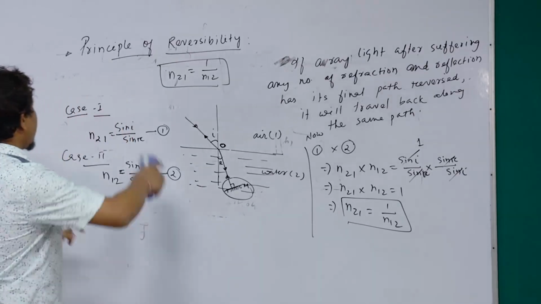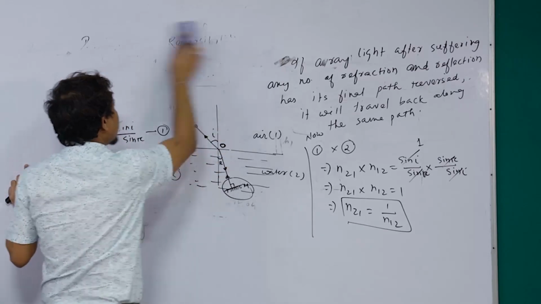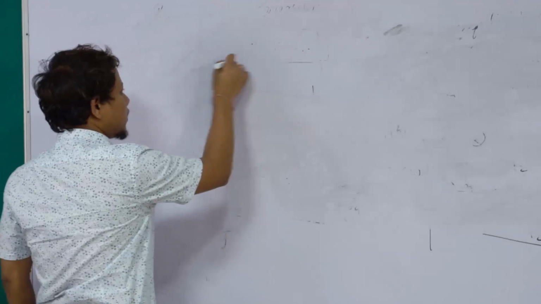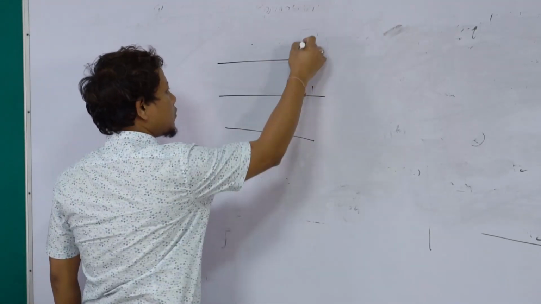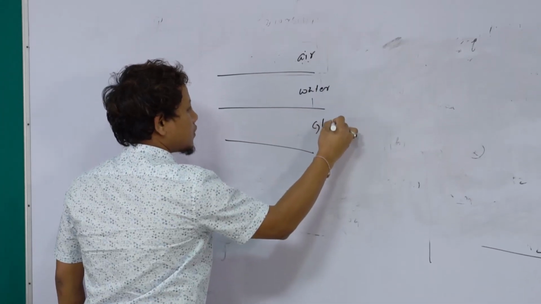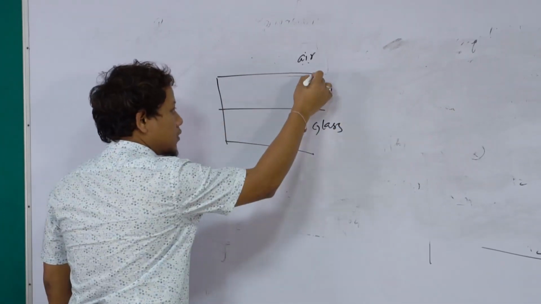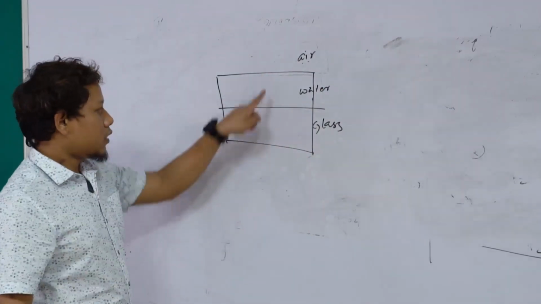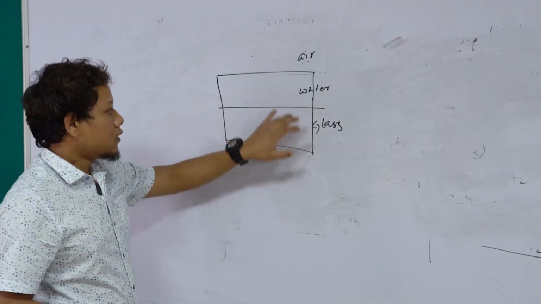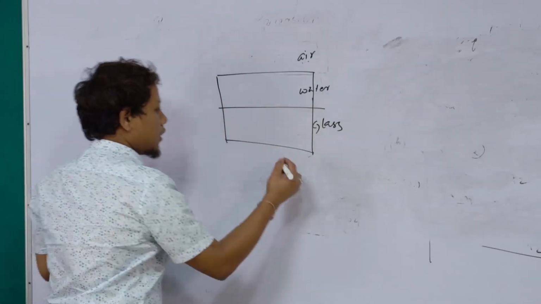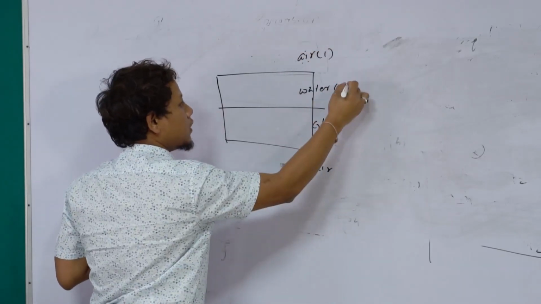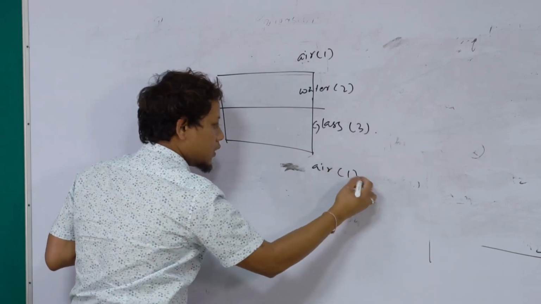This is refraction through multiple media. We can take many media, but for simplicity, I'll take only 3 layers. Suppose this is air, this is water, and this is glass. This is the compound medium constituting water and glass. This is air medium and this is also air medium. So this is medium 1, medium 2, medium 3, and again medium 1.